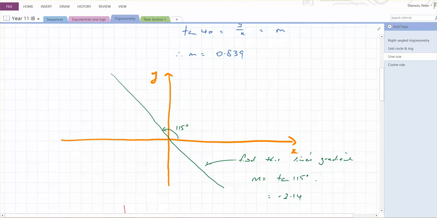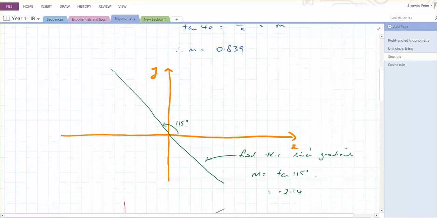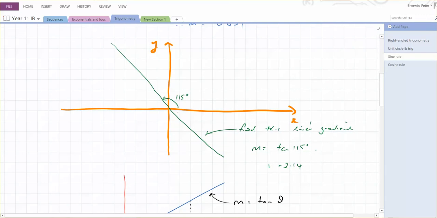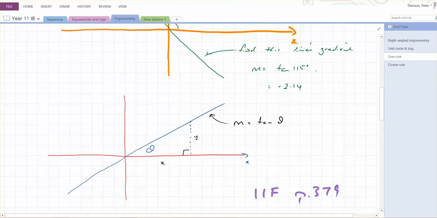Okay, the gradient of this line here, it's a negative slope. The angle is 115 degrees. And so finding the gradient of this line is just a matter of finding tan of that angle there, 115, which is minus 2.14. So more generally, if we're looking at this angle here, theta, made with positive x and the line, then the value of the gradient is going to be tan theta, and there's that relationship there.